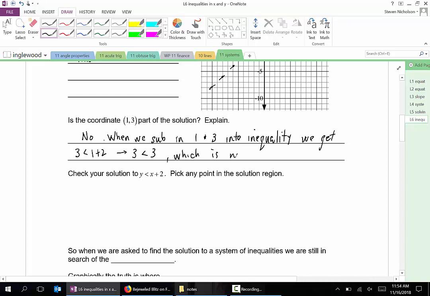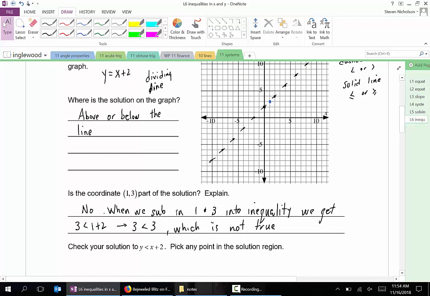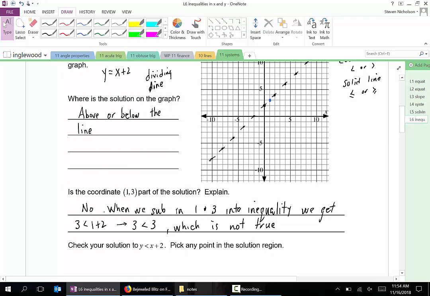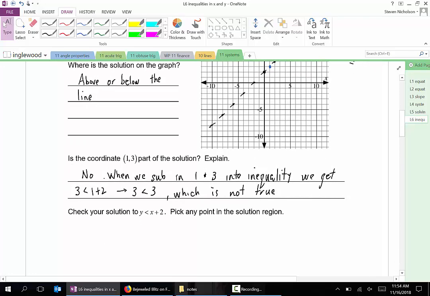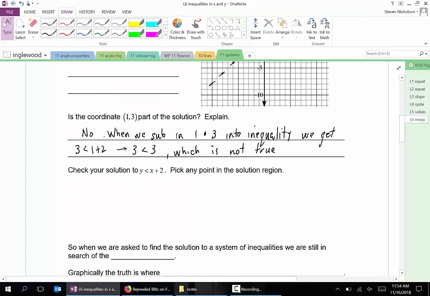And this is one of the reasons we have to understand why we have a dashed line and why we have a solid line. So that point is literally on the dashed line, on the dividing line, and given that it is just less than, we can include it. So really, as long as we understand dash means less than, greater than, solid means less than or equal to, greater than or equal to, then we really don't have to worry about the dividing line, and we can check our solution by picking another point.